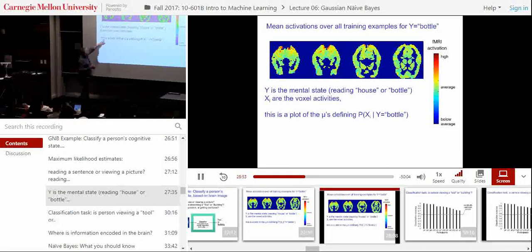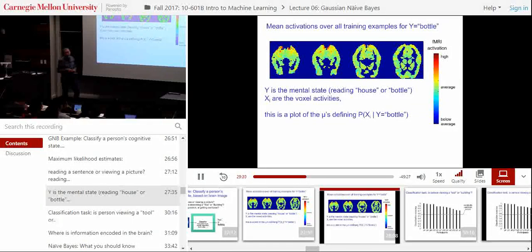And what I've actually plotted here is not really just one image, but the plot of the mu's that define what all those x sub i values will look like. Each different location in the brain is a different x sub i, given that the person's reading the word bottle. Okay? So that's what the learned classifier looks like. I'm not showing you the sigmas, but you see it's blotchy.